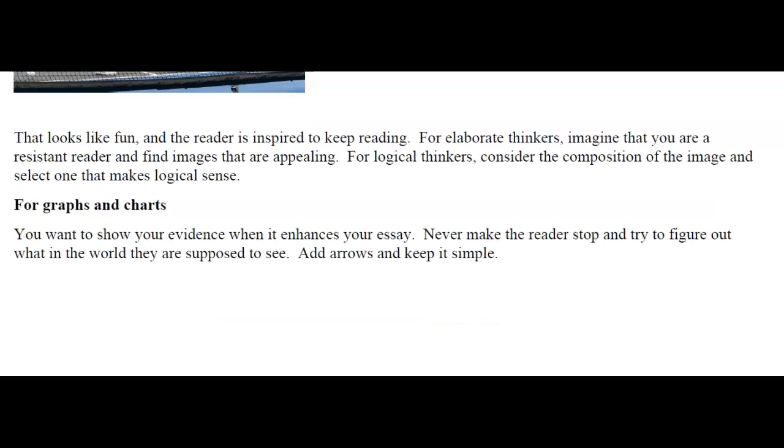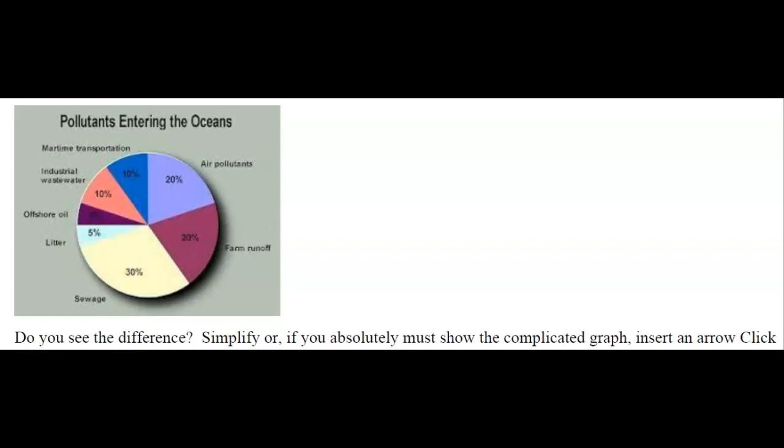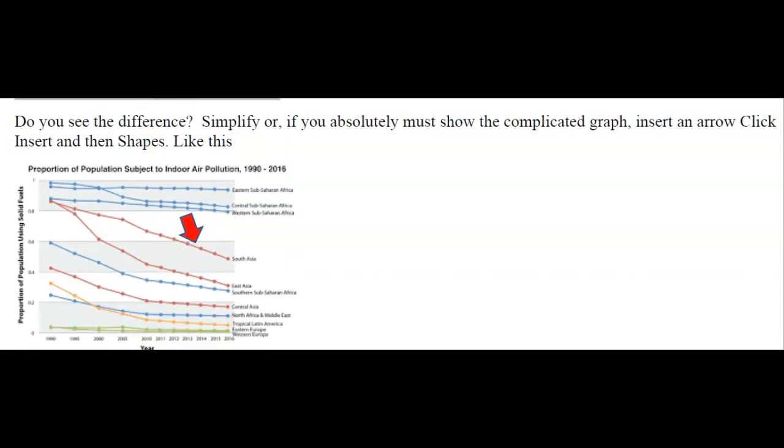Now for graphs and charts, remember, the reader should not have to stop and try to figure out what in the world I'm talking about. Logical thinkers sometimes want to put in an elaborate, detailed graph to make their point and make sure that the reader understands. That's fine if the reader knows exactly where to look. Creative thinkers and elaborate thinkers sometimes like images with color. This is always attractive for a reader. Color is an attractive point. Now, if I needed to use that complicated graph, that's fine, but Photoshop in an arrow. All you have to do is click insert shape and put that in there. Nice red arrow so the reader knows exactly where to look.